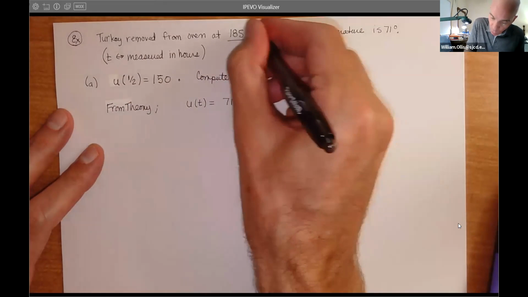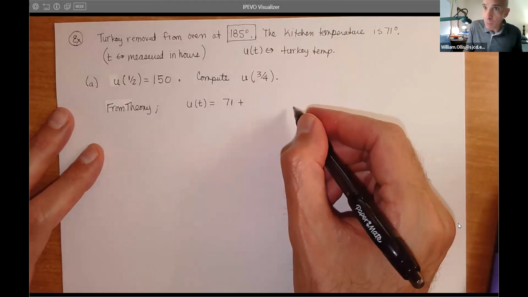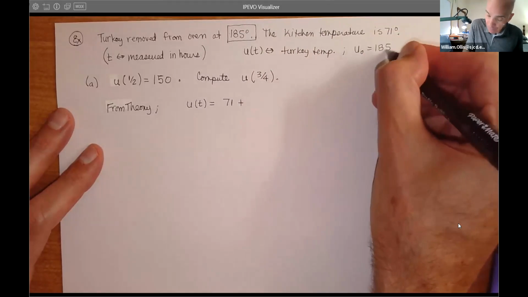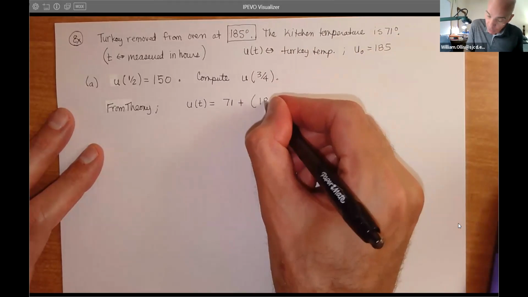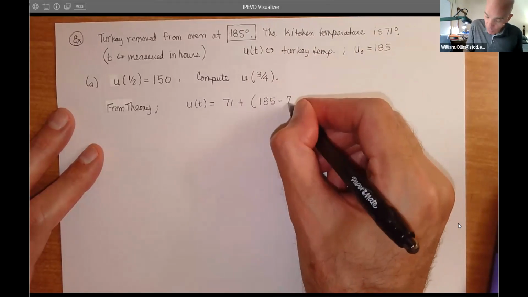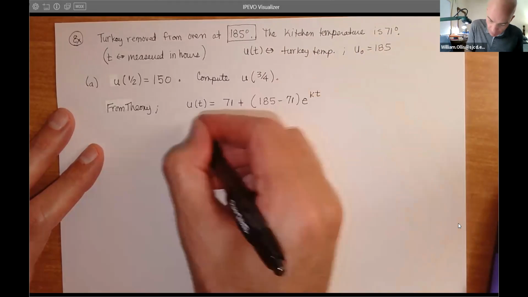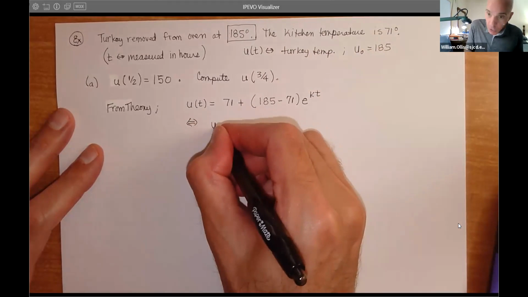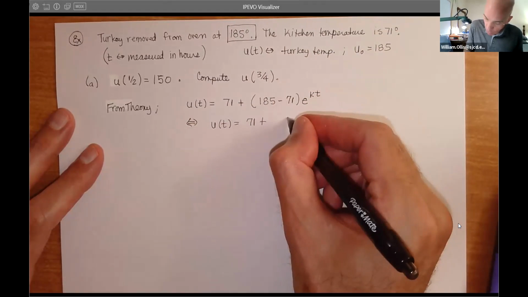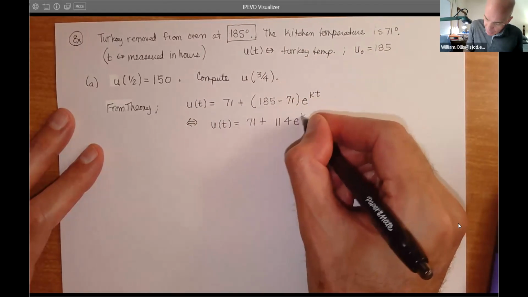again, the initial temperature. When you take the turkey out of the oven, we have the 185, which is the initial. So I can write here, initial temperature is 185. So we have initial 185 minus that of the surroundings, which is 71, e to the kt. So equivalently, u of t equals 71 plus 114 e to the kt.